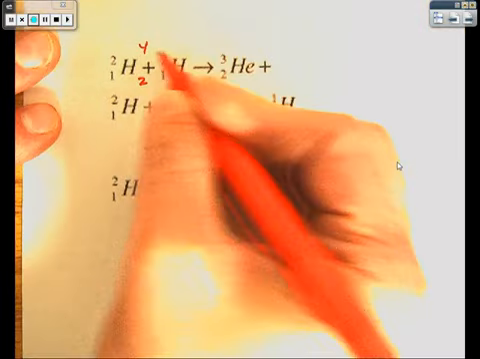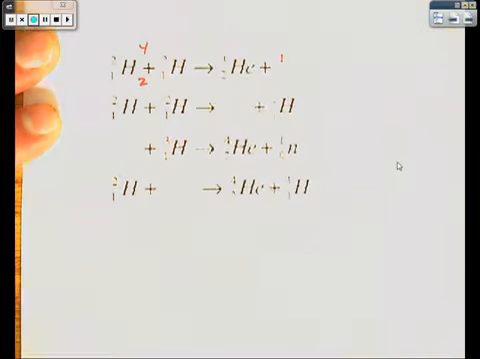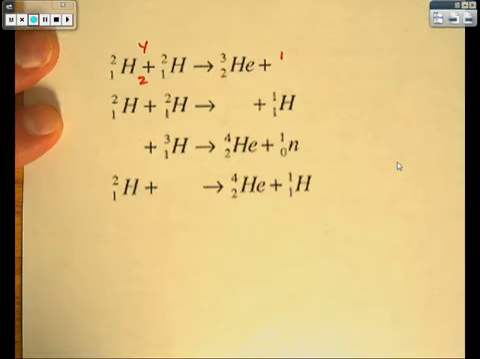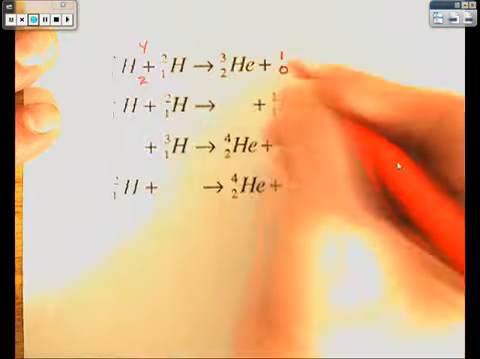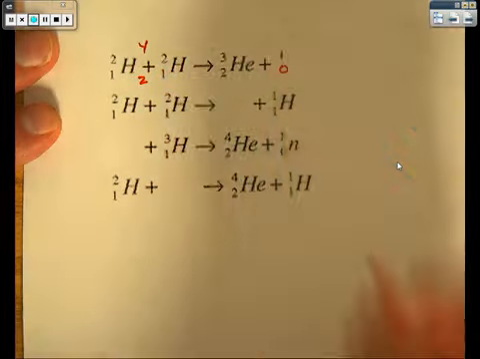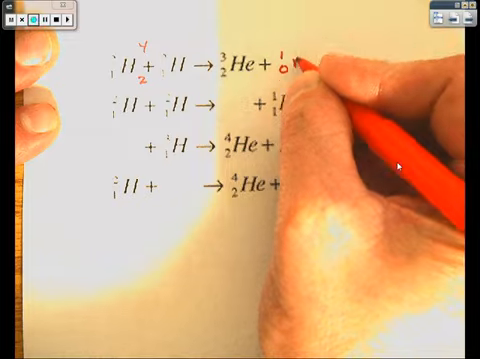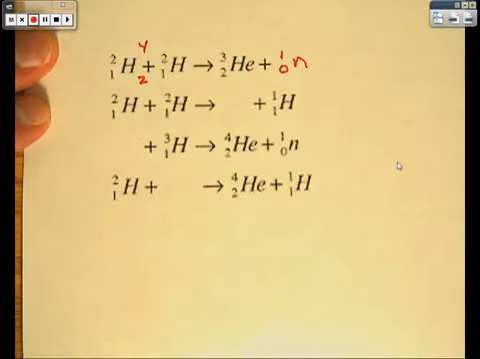So we're going to do 4 minus 3. We have a mass of 1 left on that second part. 2 minus 2 is 0. The only thing we have with a mass of 1 and an atomic number of 0 is the neutron to put there. This is producing a neutron.